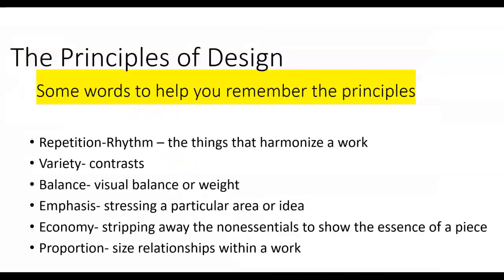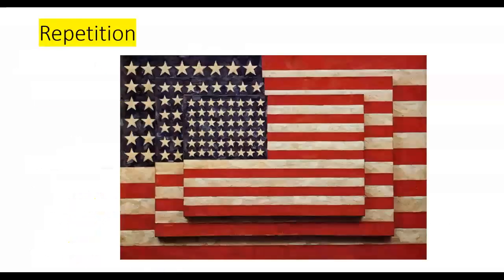Then here is a brief introduction to the principles. We've got repetition. Kind of the opposite of that is variety. With repetition goes rhythm. I always think of these two as sort of sisters. There's balance, the visual balance or the visual weight of something, emphasis, economy, and proportion. So let's see what we've got for that.